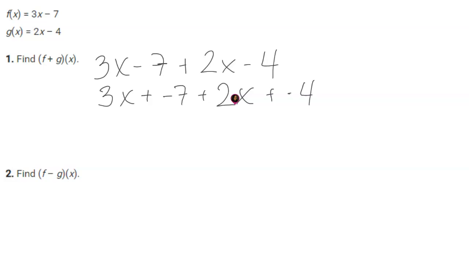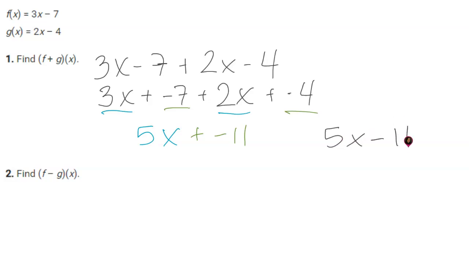So now we can look for our like terms. We have a positive 3x and a positive 2x. 3 plus 2 is going to give us 5x. Looking for our constant terms, I have a negative 7 and a negative 4. Negative 7 plus negative 4 is a negative 11. If we want to simplify that, that is the same as 5x minus 11. Final answer.